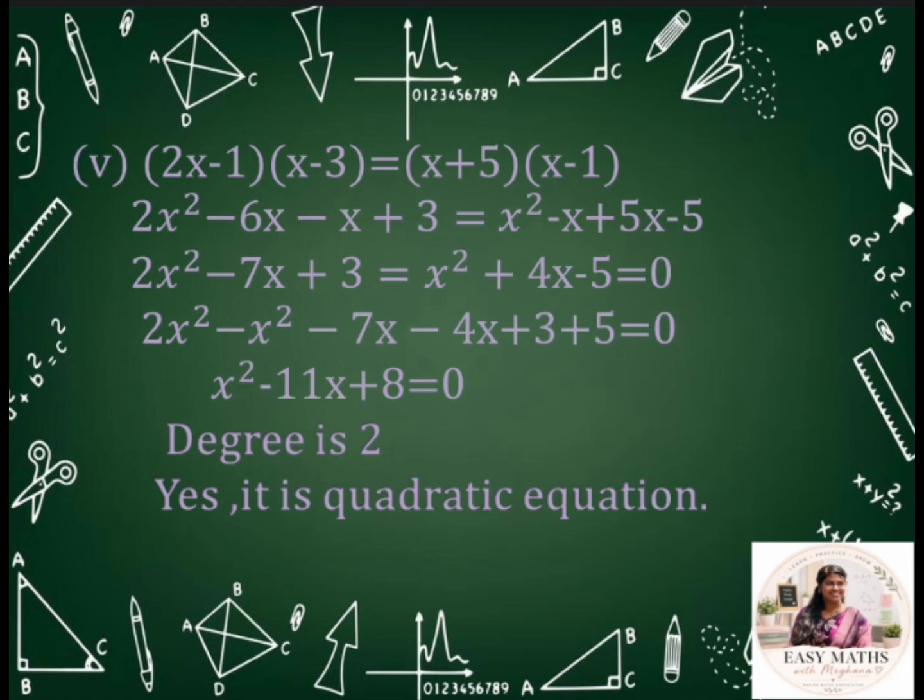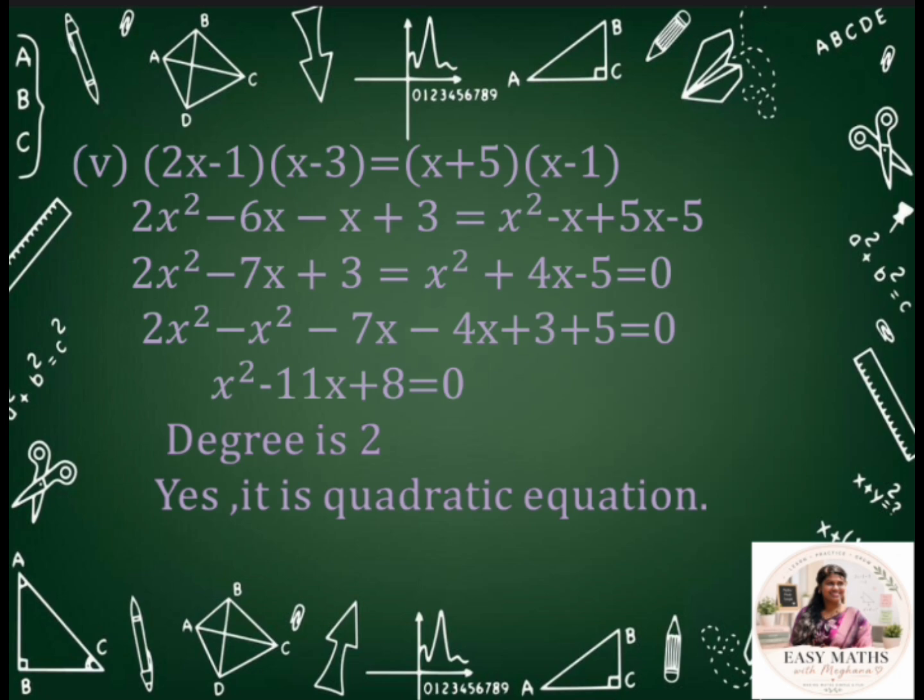2x into x is 2x square, 2x into minus 3 is minus 6x, minus 1 into x is minus x, minus 1 into minus 3 is plus 3, is equal to x into x is x square, x into minus 1 is minus x, plus 5 into x is 5x, plus 5 into minus 1 is minus 5.